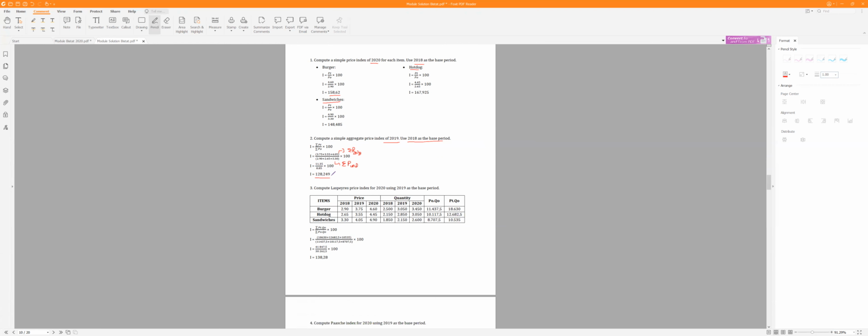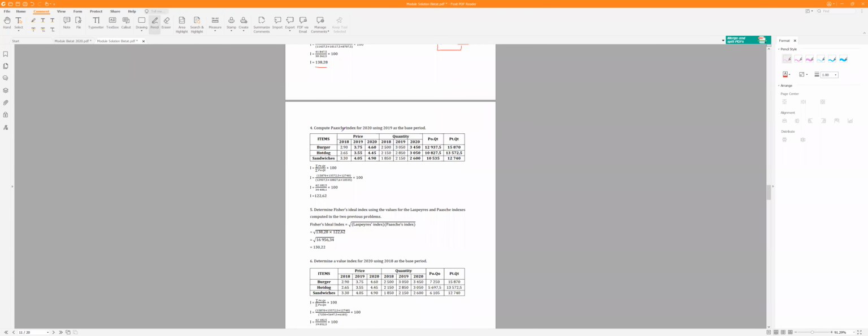Right, now you're supposed to find Laspeyres price index for 2020 using 2019 as the base period now. So for this one, if it's MCQ, you can just use Excel to calculate this one because it's quite time consuming. So if possible, just use Excel for this. I don't mind, right? For this one, I'm just going to discuss it directly, right?